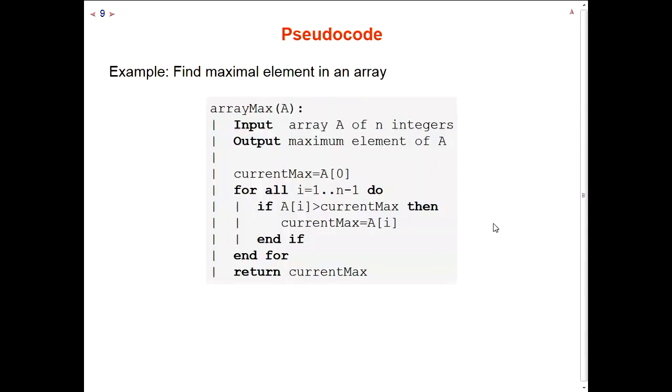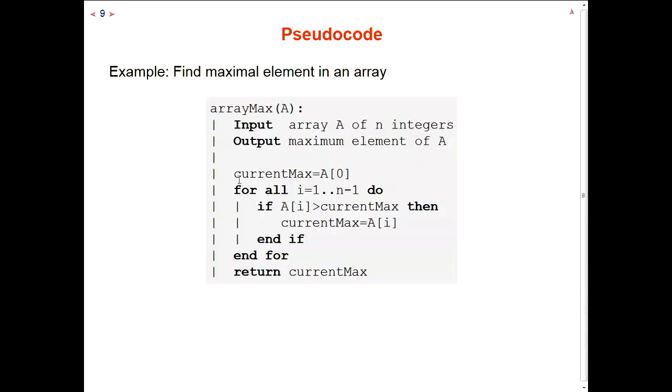Now let's have a quick look at what I mean when I say pseudocode. This is how I will present pseudocode in this lecture. And this gives you a very simple example. It's a function that I call array max. The idea is to compute the maximum element in an array of integers. You can see I have input array A of n integers. This is really just using natural language English to explain what I mean. The output will be the maximum element in that array.